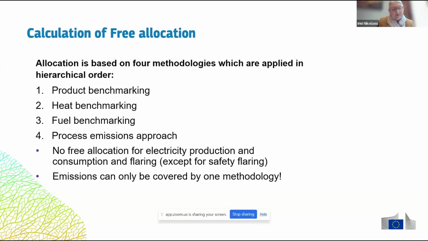There are techniques for the reduction of the process emissions, but this is another chapter. But if there are process emissions, then we just need to measure them. There is no benchmark for them. And we give free allocation to them like 97%, and it is going to be 91% in the next year. So no free allocation for electricity production, as I said, and emissions can only be covered by one methodology.